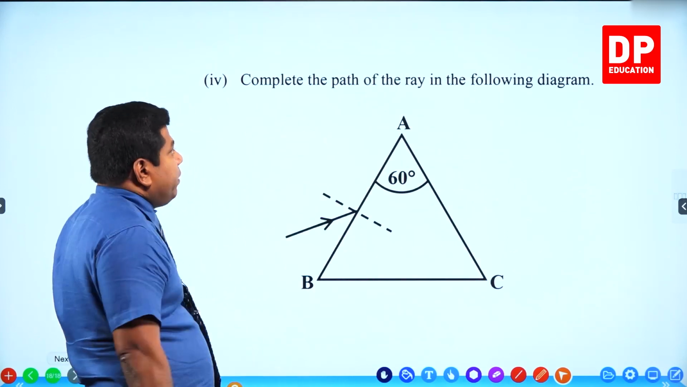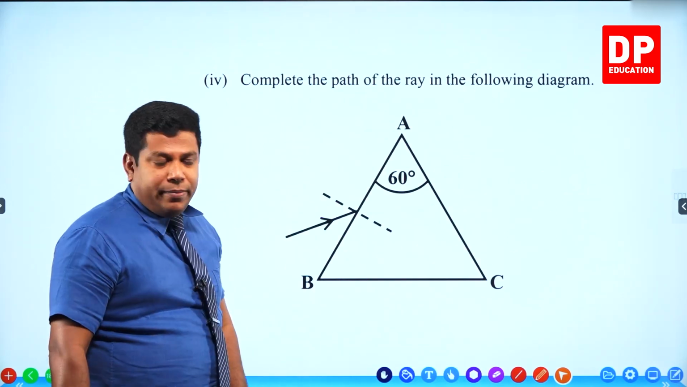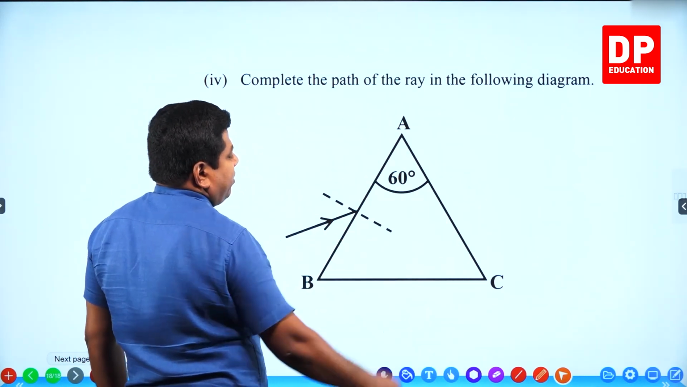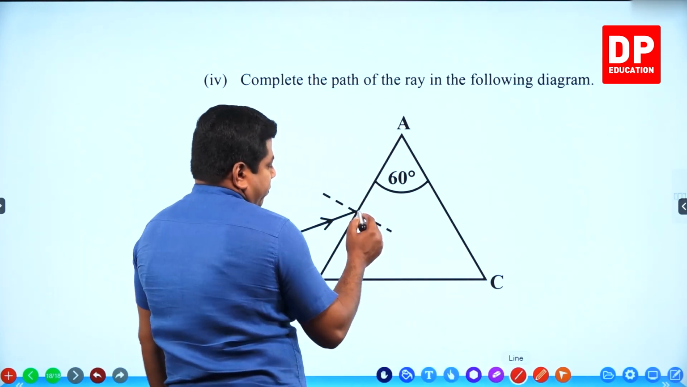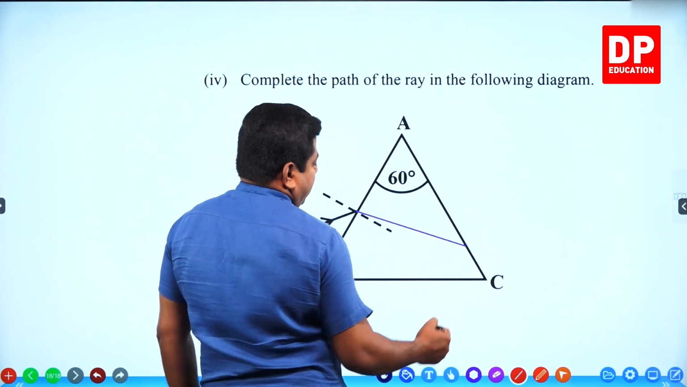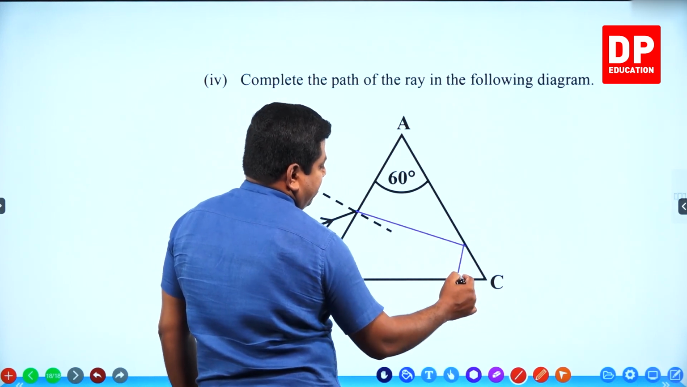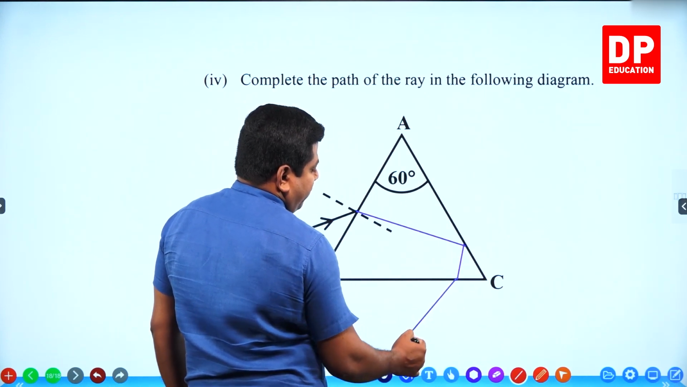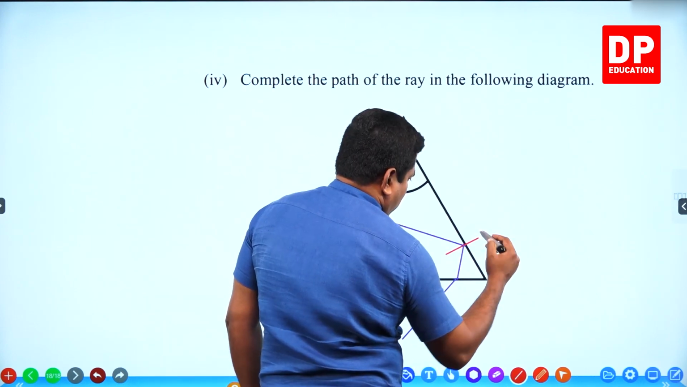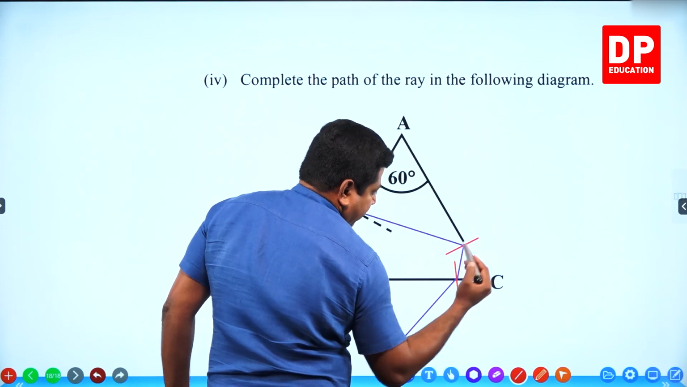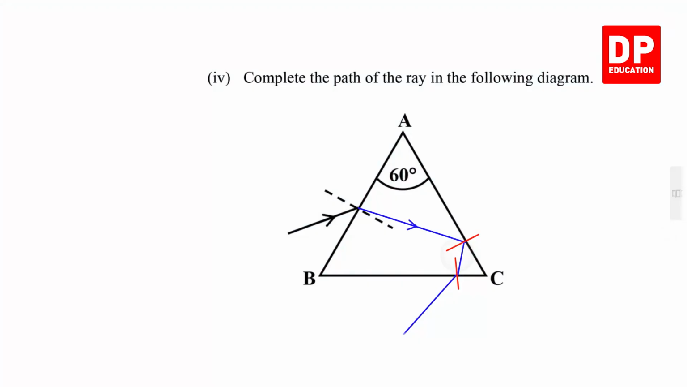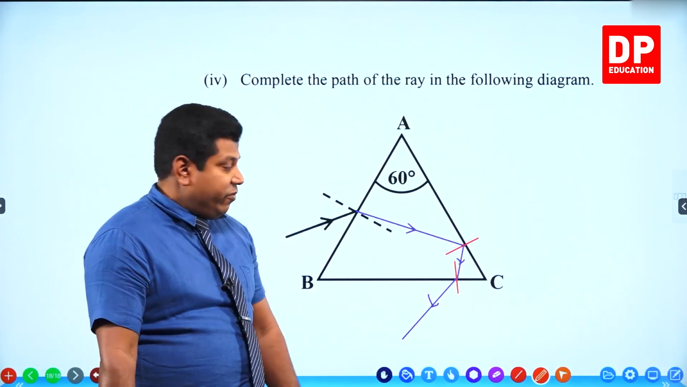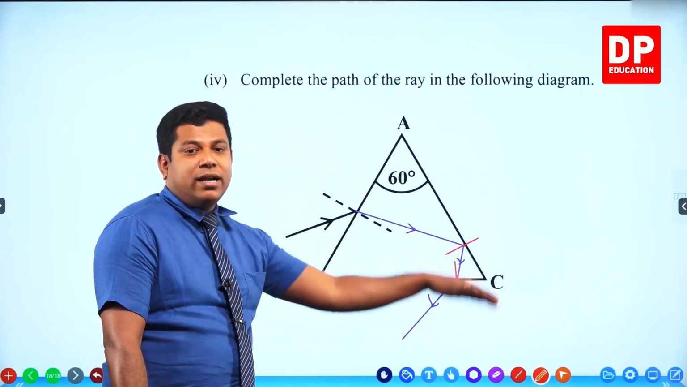Next one. Complete the path of the ray in the following diagram. So we are talking about 54-degree incidence, total internal reflection on this face, right? Then it has to be total internal reflection here. And then when it emerges from glass to air, it will deviate from the normal. That would be the normal here and the normal here. Ray diagrams must have the arrows. This is how the ray diagram looks when 54 degrees is the incident angle on the second surface.